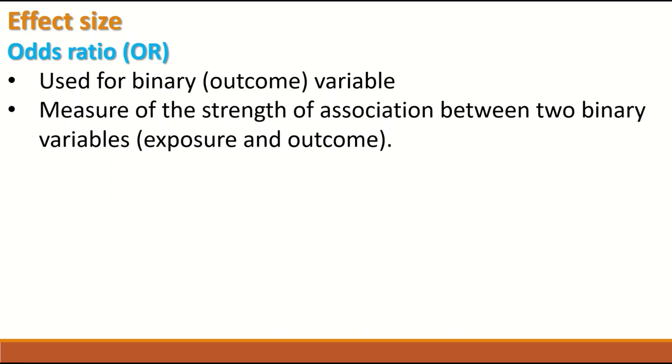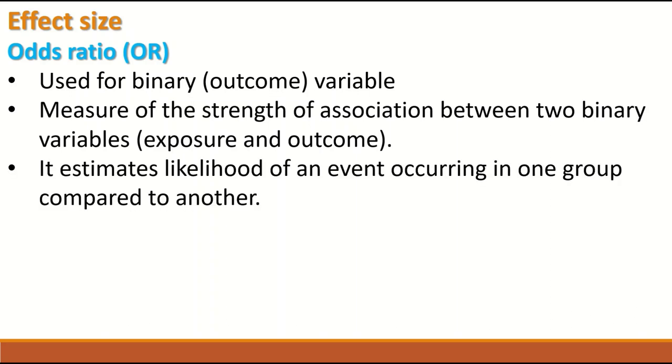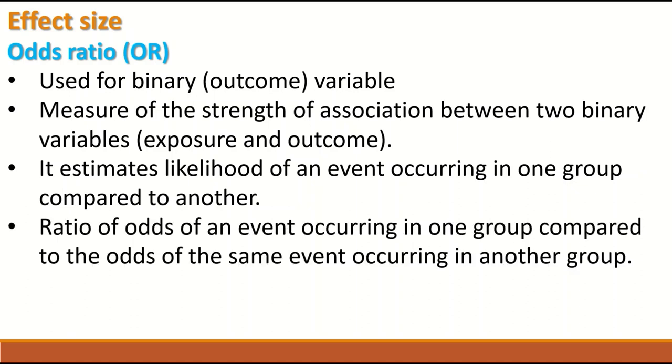It measures the strength of the association between two binary variables, such as exposure and outcome, treatment and outcome. So it estimates the likelihood of an event occurring in one group relative to another. This ratio of the odds of an event occurring in one group compared to the odds of the same event occurring in another group is called the OR, or the odds ratio.